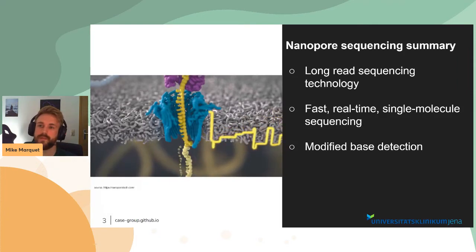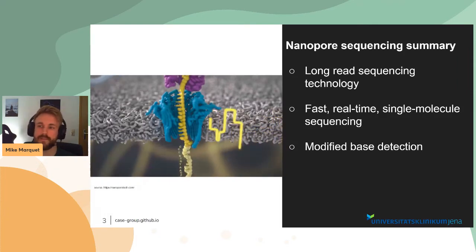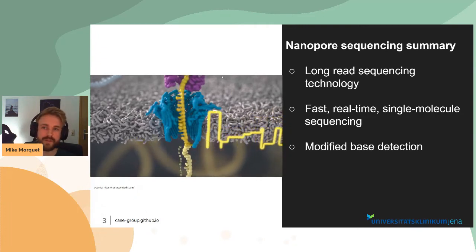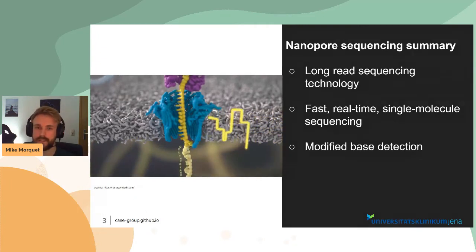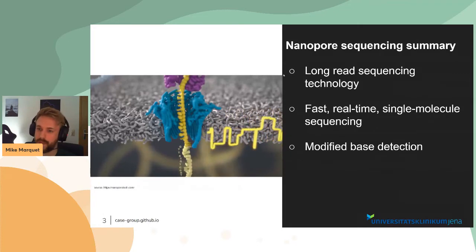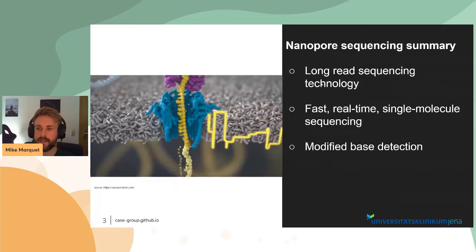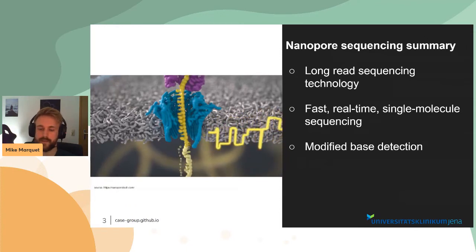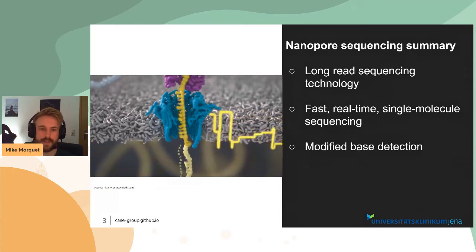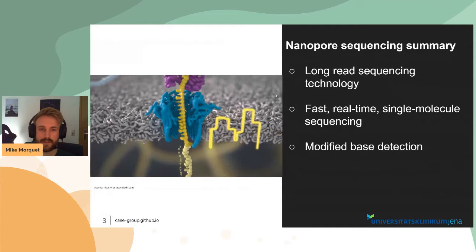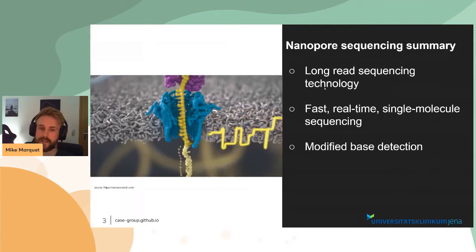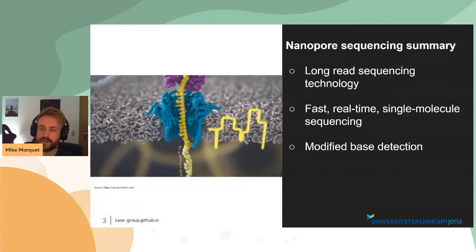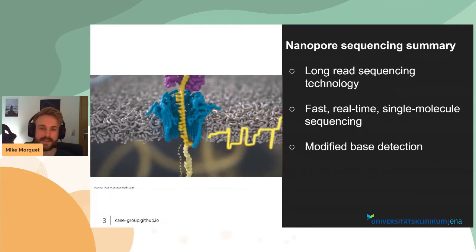So nanopore sequencing is a long-read sequencing technology where you can sequence very short fragments, but also very long DNA molecules up to several megabases. It's a fast and real-time sequencing technology. That means basically, as soon as you start the sequencing, you get data from it and you can directly analyze the data. It's a single molecule sequencing technology.